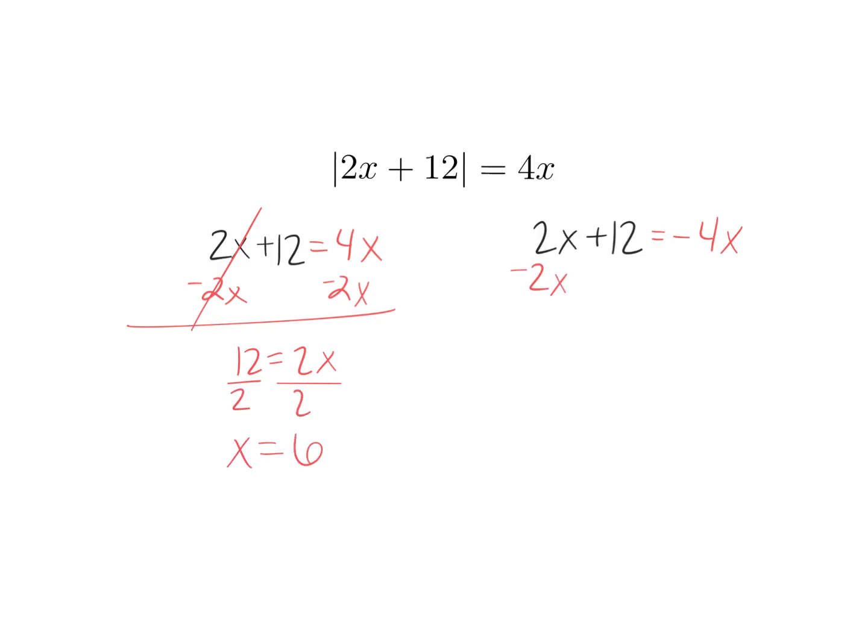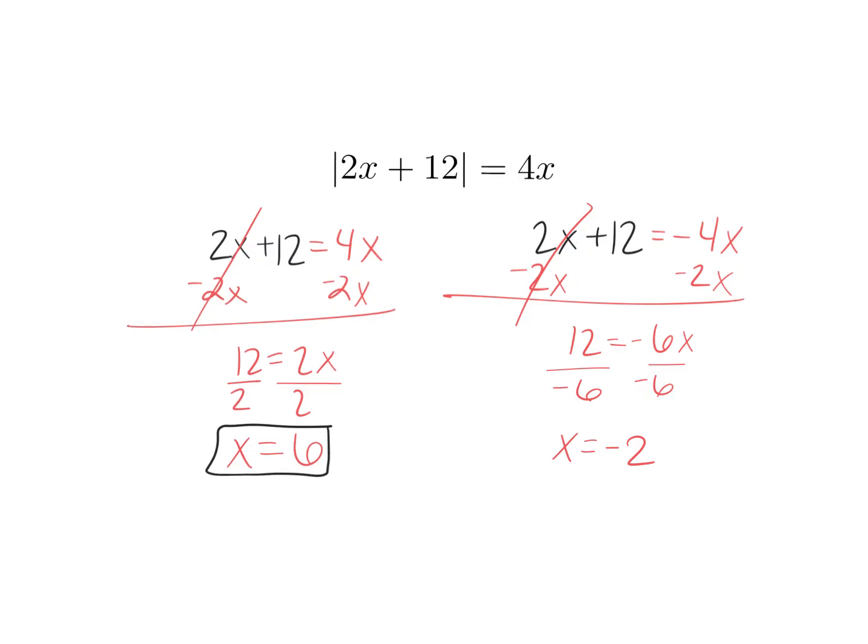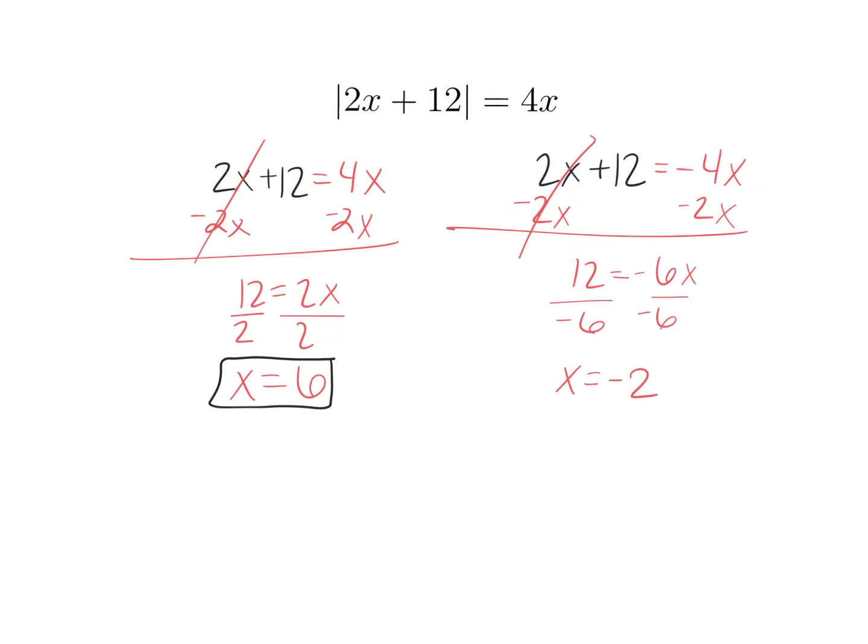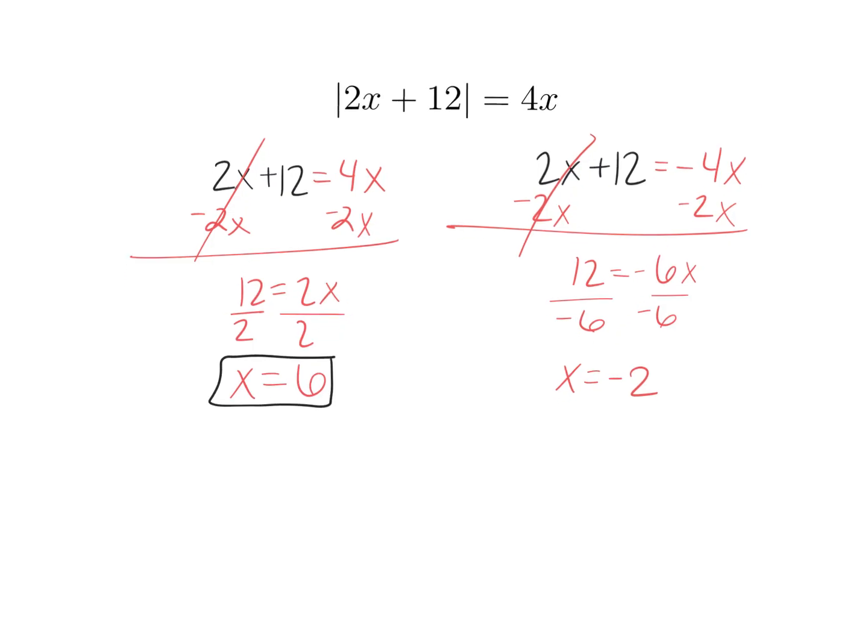Otherwise, I can subtract 2x on this one. And I get 12 is equal to negative 6x. Divide by negative 6, and x is equal to negative 2. This is getting a little long, so I will show you the check on negative 2 because that's the one that actually causes a problem, but positive 6 is good.